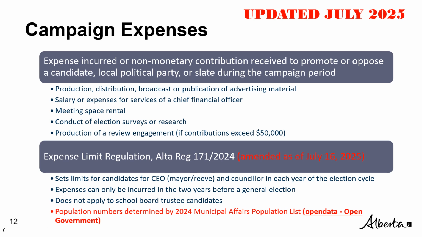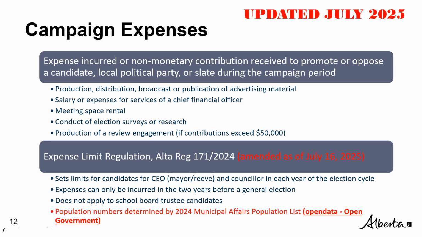1. The production of advertising or promotional material, 2. The distribution, broadcast, or publication of advertising or promotional material in any media or by any other means during a campaign period, including by the use of a capital asset, 3. The payment of remuneration and expenses to or on behalf of a person for the person's services as a chief financial officer or in any other capacity, 4. Securing a meeting place, 5. The conduct of election surveys or other surveys or research during a campaign period, or 6. The production of a review engagement if contributions exceed $50,000.